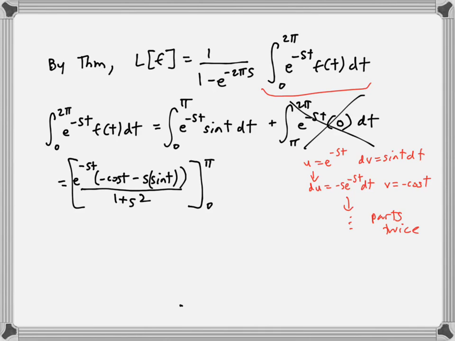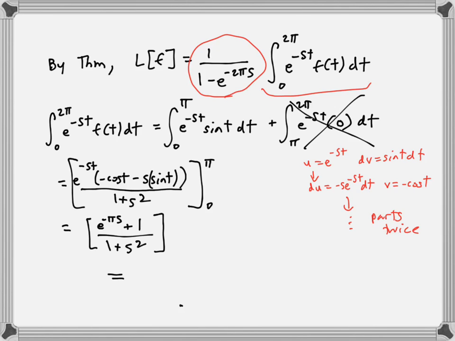And what do we end up with here? So if you plug in pi and you plug in 0, we actually end up with the following. This is equal to e to the negative pi s plus 1 over 1 plus s squared. Okay? However, all I have to do now is multiply it by this, right? Because that's next to the integral that we just did. And so what we end up with is the following.